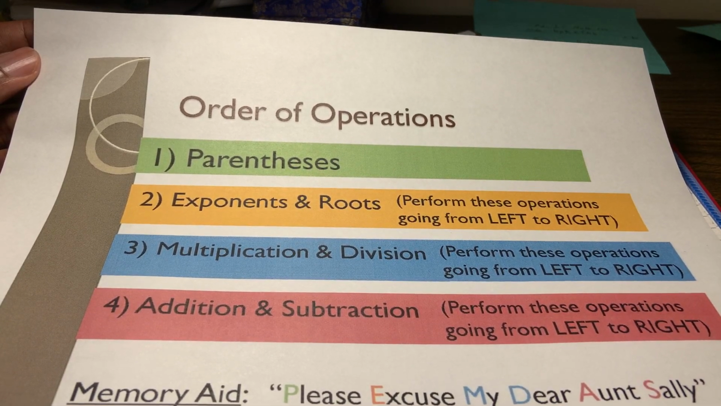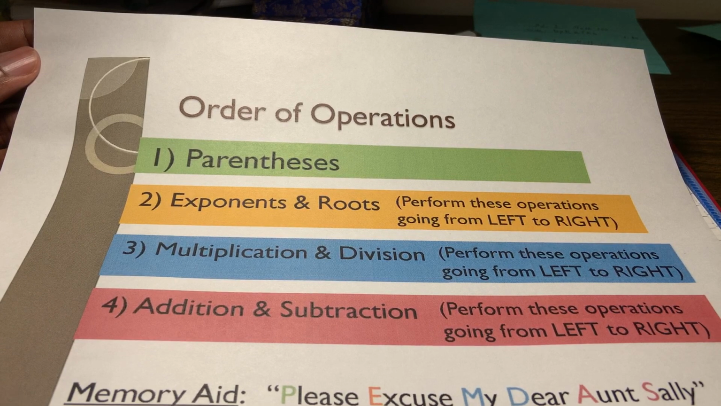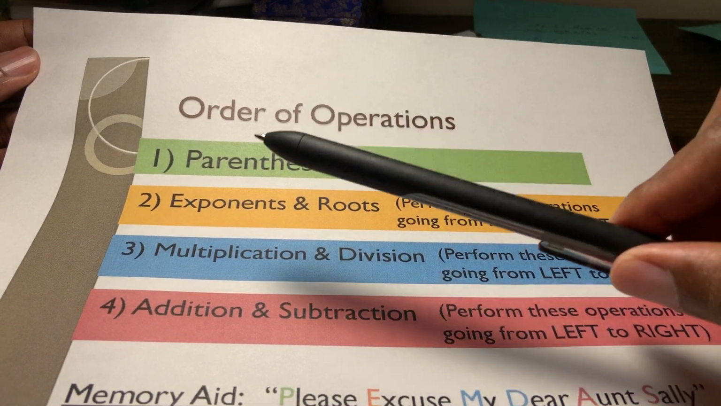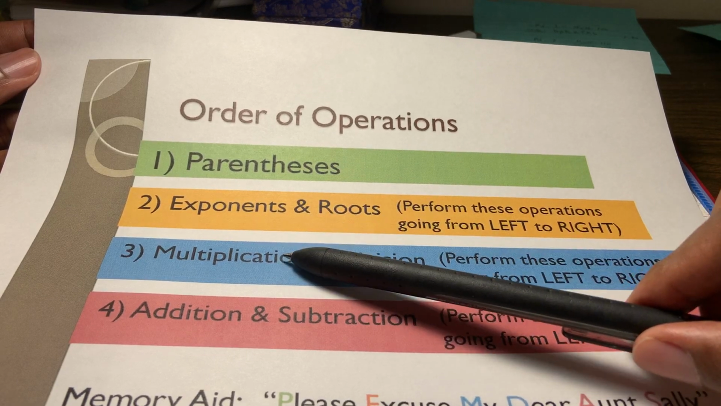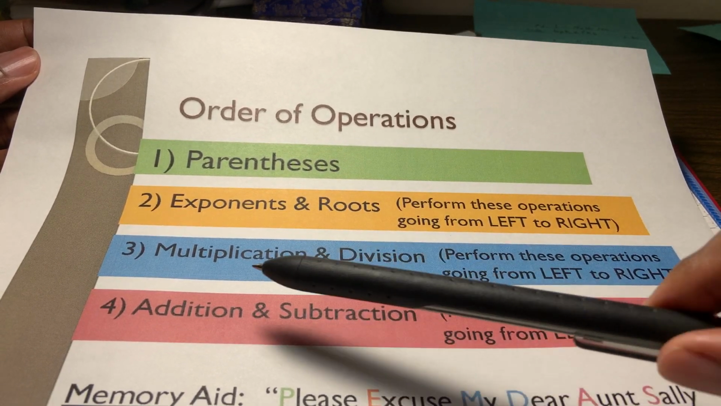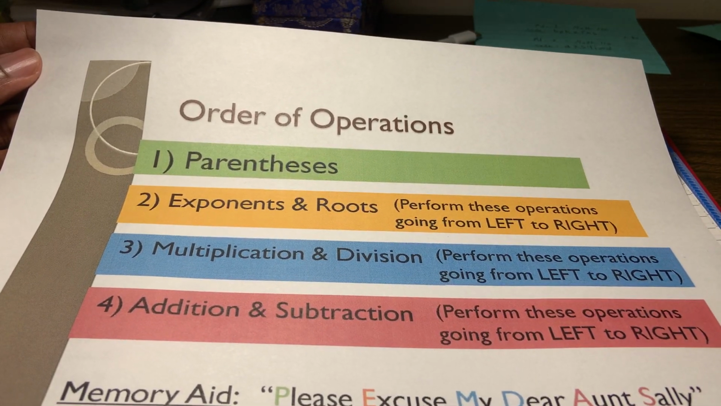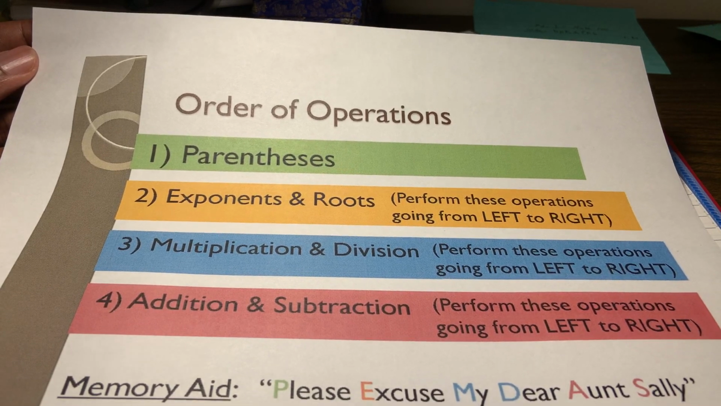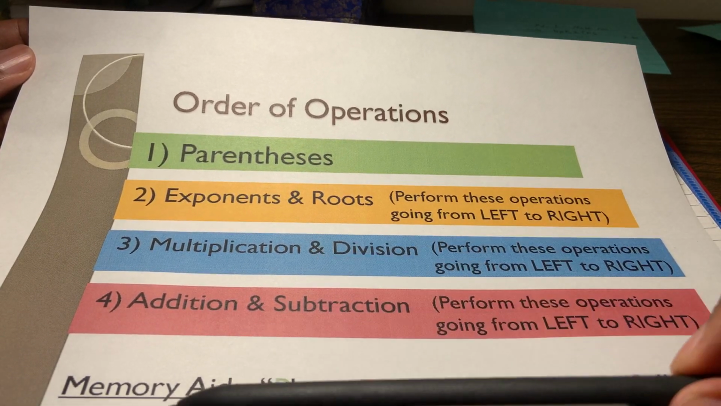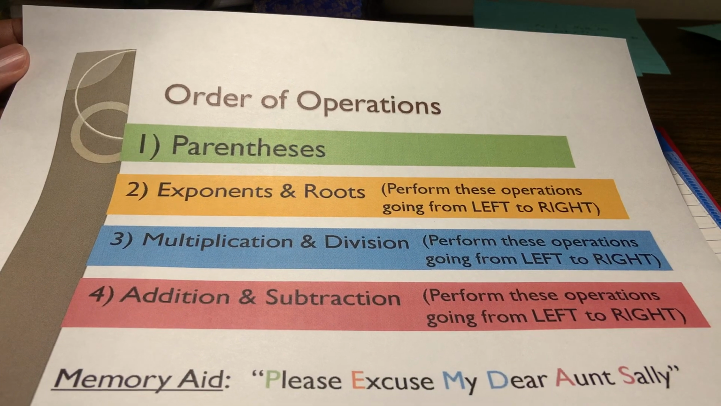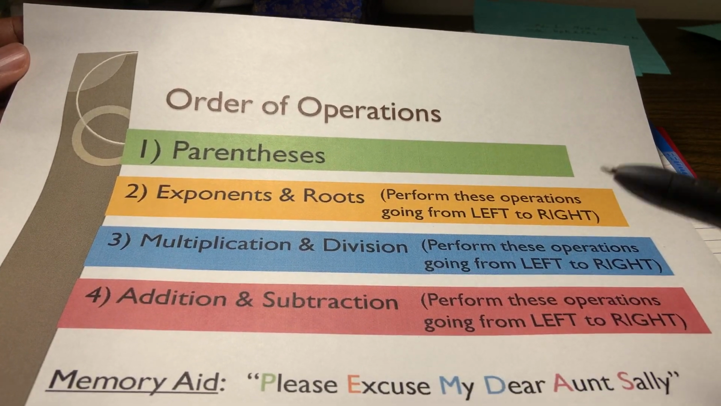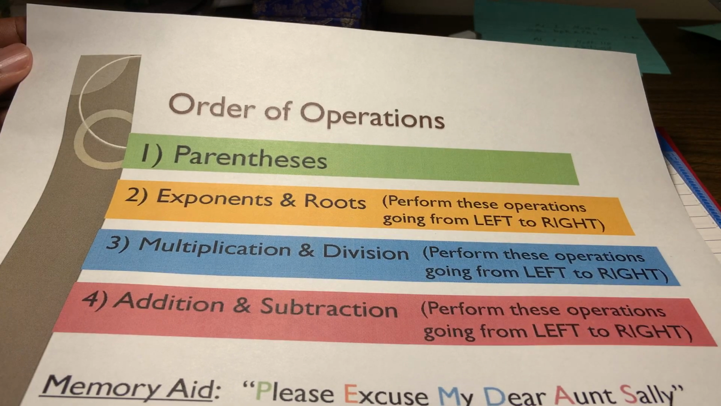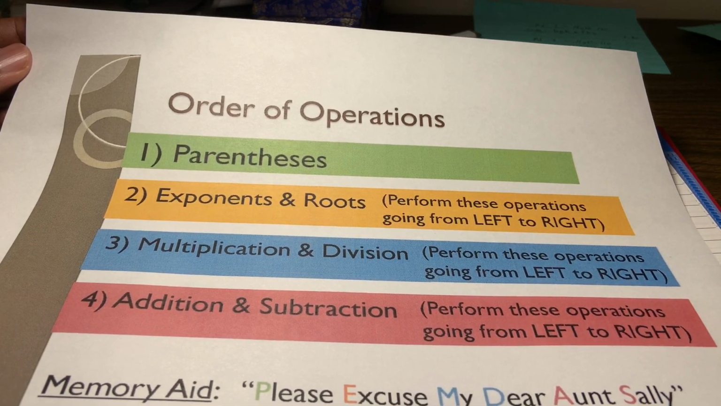Let's remember, inverse, another word for that is opposite. Exponents and roots are opposites. Multiplication and division are opposites. Addition and subtraction are also opposites. Okay, and then we all know the memory aid for order of operations. Please excuse my dear Aunt Sally. Basically, it's just a sentence to help us remember the steps of order of operations.